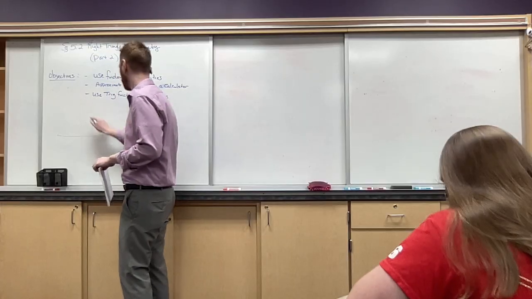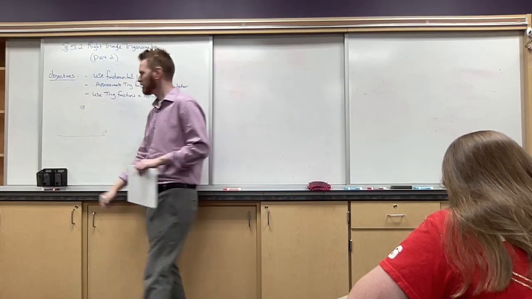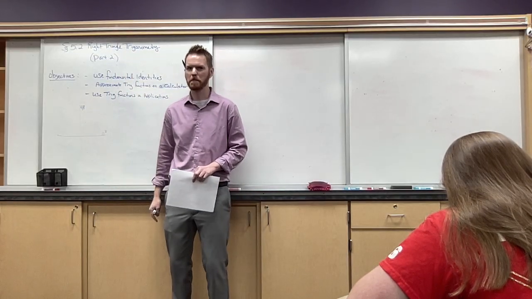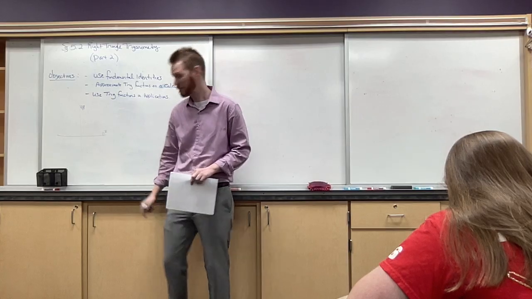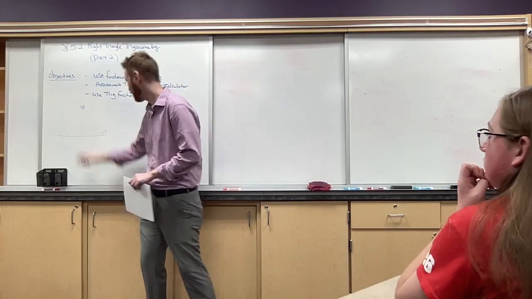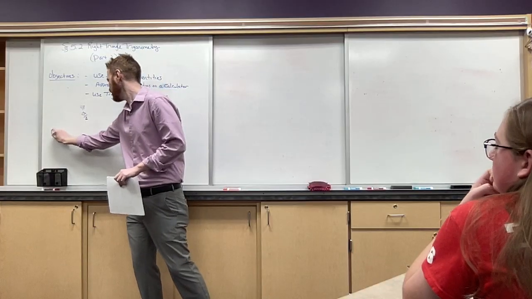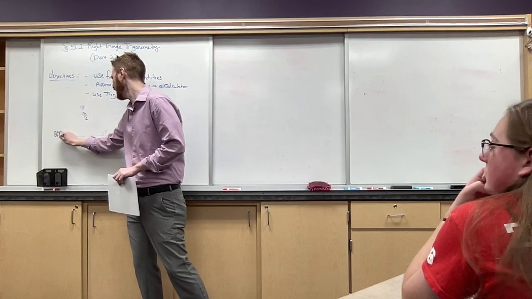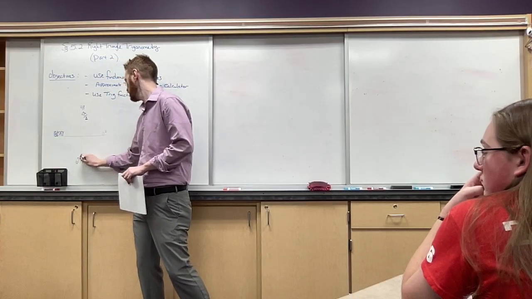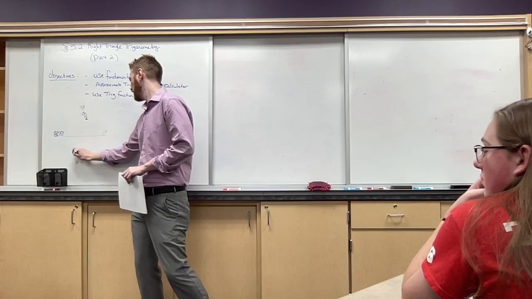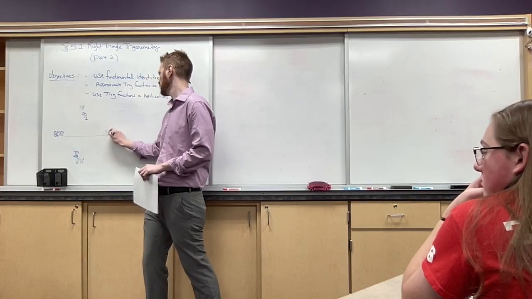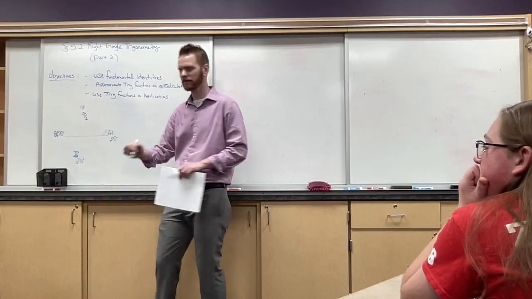So 0 degrees. This is 90. What's the radian measure? Pi over 2. Then we turn 180 degrees. That's the same thing as pi. Then we go 270, which is 3 pi over 2. And then if we go full 360, 2 pi.